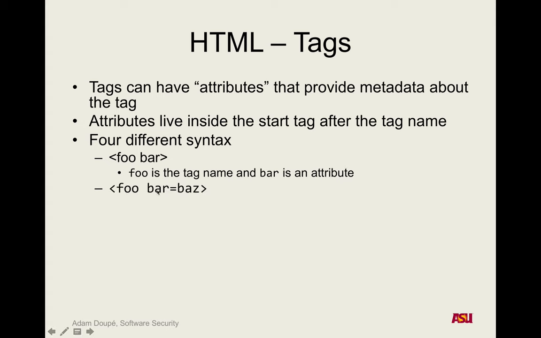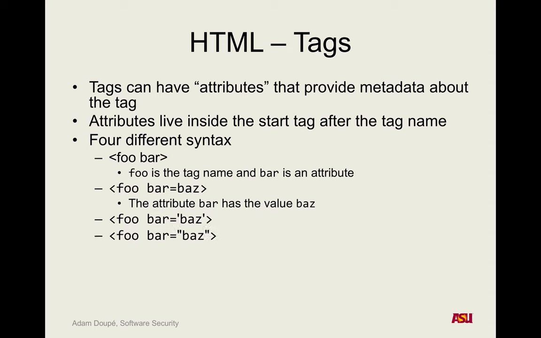You can also have foo bar equals baz. The important thing is this is separated by spaces. It has to be at least one space, because otherwise it would be part of the tag name, but it can be multiple spaces. This is saying that the attribute bar has the value baz. You can single quote the value, and you can double quote the value, but I don't think you can put quotes around the attribute name.